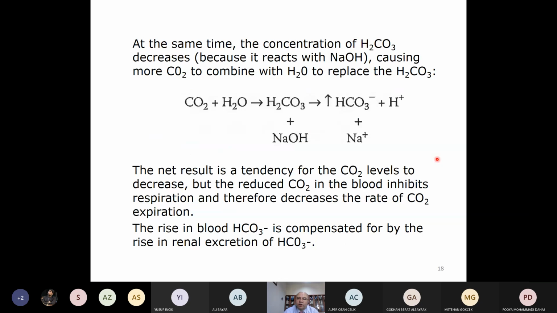At the same time, the concentration of carbonic acid decreases, causing more carbon dioxide to combine with water to replace carbonic acid. Net result is a tendency for carbon dioxide levels to decrease, but reduced carbon dioxide in blood inhibits respiration, therefore decreases the rate of carbon dioxide expiration. The rise in blood bicarbonate is compensated for by the rise in renal excretion of bicarbonate.